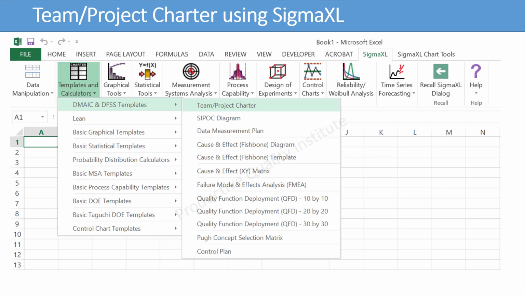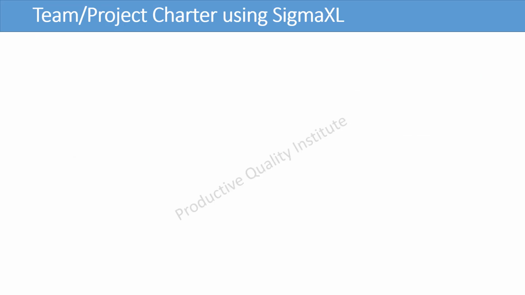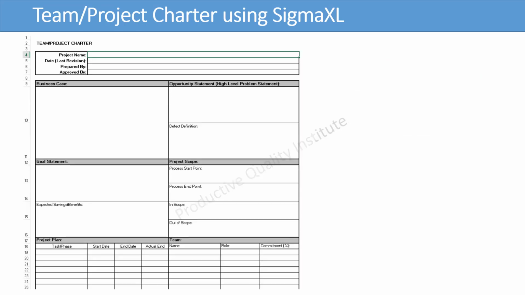To access the project charter template in Sigma Excel, click Sigma Excel, then Demand and DFSS templates, then Team/Project Charter. Here is the template for project charter and project team. By entering the data of business cases, high-level problem statement, goal statement, project scope, project plan, and team, you will have completed an effective project charter.